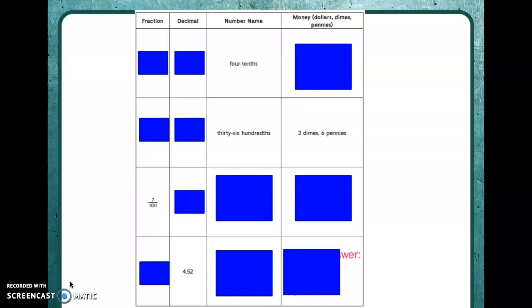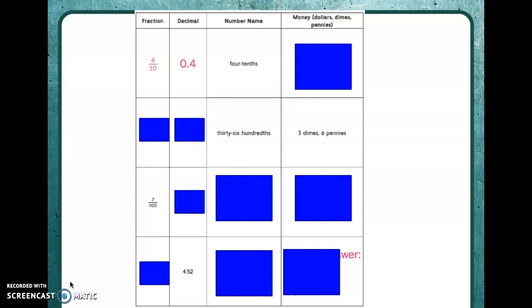All right, so the first one, I see that the number name is 4/10. Well, when we think of money, I know that there are 10 dimes in a dollar because 10, 20, 30, 40, 50, 60, 70, 80, 90, 100 gives me 100 cents. So the fraction, well, I know 4/10 looks like this. And I know the decimal for 4/10 is going to be 0.4, like that.